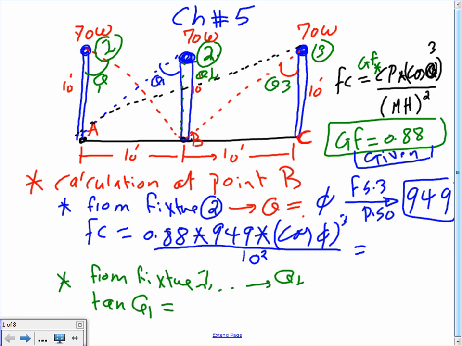Cool. Then all you have to do now is this, done in front of you. You take the foot candle, multiply by the guard factor, which is the derating factor, times 949 times cosine 0, which is 1, cubed, divided by the square of the height of the fixture. That will give you, anybody came up with something? 8.35 foot candle. So right at point B from fixture 2, I'm going to have 8.35 foot candle.